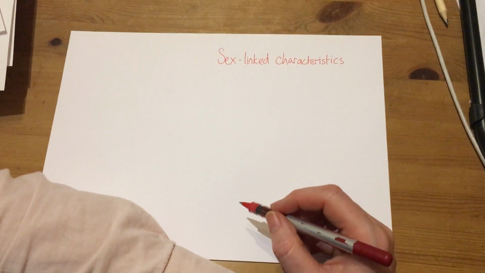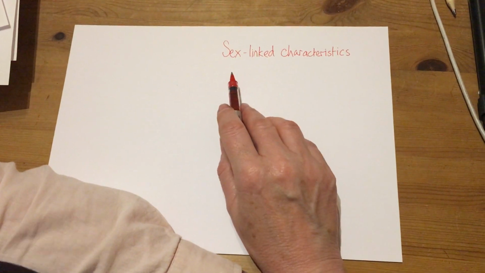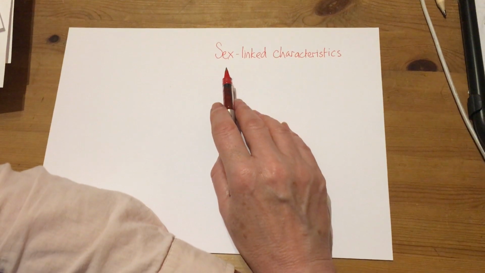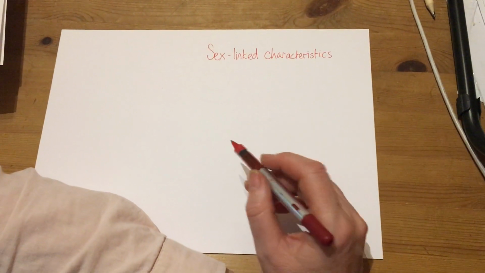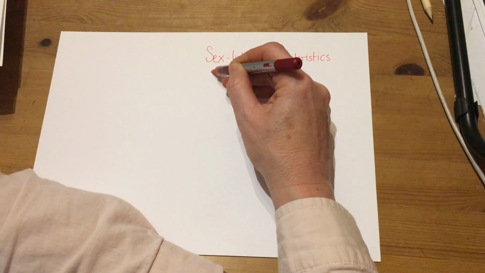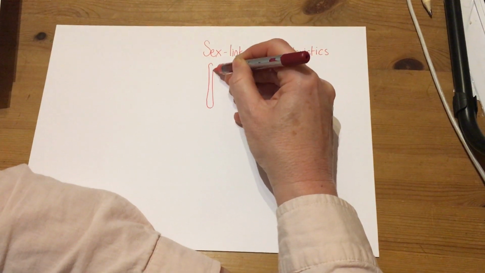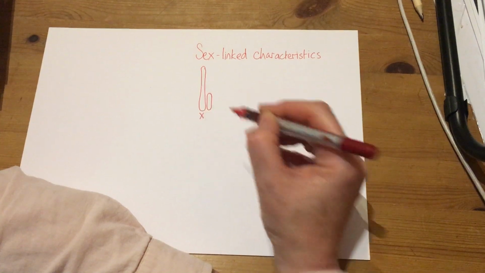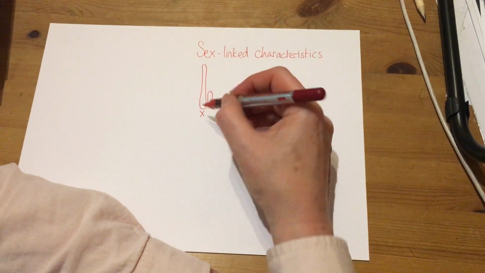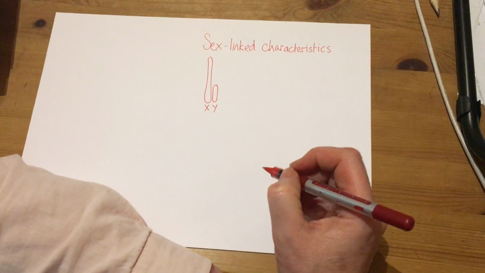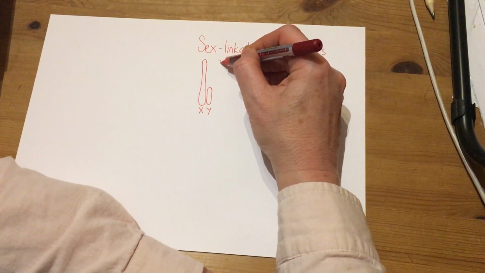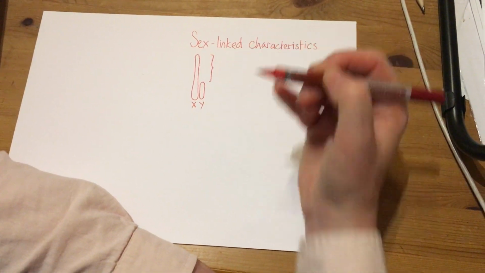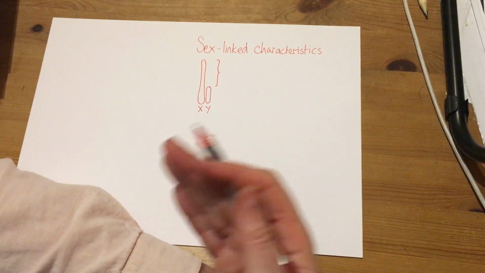In this video, we're going to do a worked example including the genetics of sex-linked characteristics. So let's remember what our sex chromosomes look like. We have an X chromosome, which is much longer than a Y chromosome. So there's going to be a portion of the X chromosome which does not have a match in males.